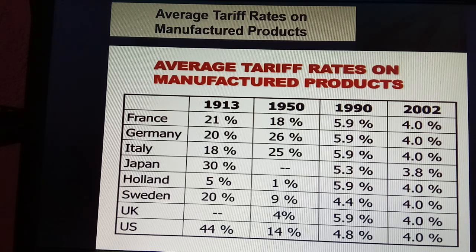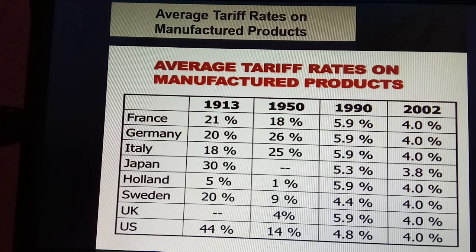So 1990 and 2000. Okay, what's the trend moving on to 1990, if you have noticed, the percentages have doubled, 5.9, 5.3, 4.4. Okay, and then by the year 2000, what happened? Almost the same. Almost the same now. Okay, so they are all 4.0%, except Japan, which is 3.8% average tariff rates on manufactured products. So tariff again is taxes imposed upon their manufactured products.